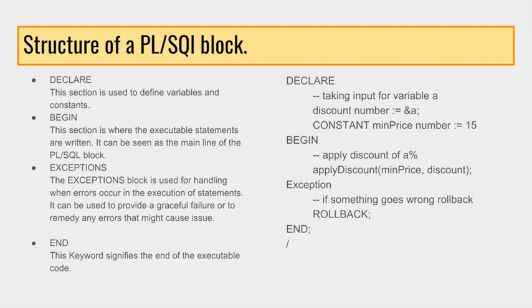The structure of a PL/SQL block takes the following form. The declaration section is used to create variables or declare constants which will be used in the execution of the block. In this example, the discount amount is a variable which takes the form of a user inputted amount. The minimum price is a constant, with the intention that this value should never change.